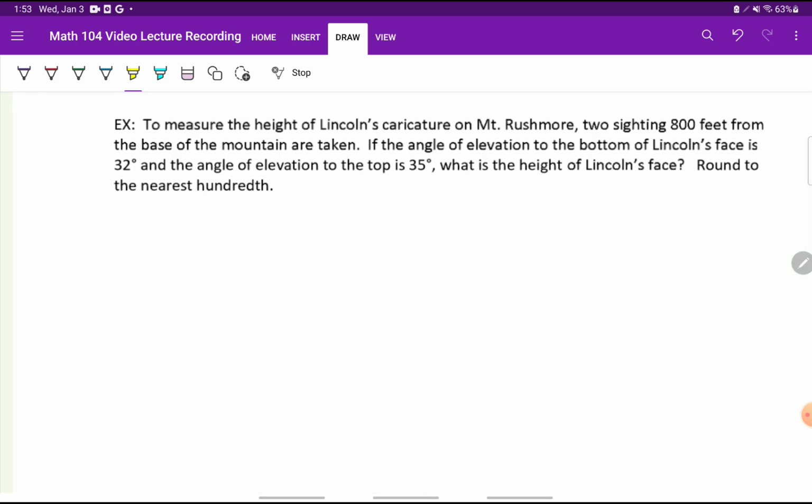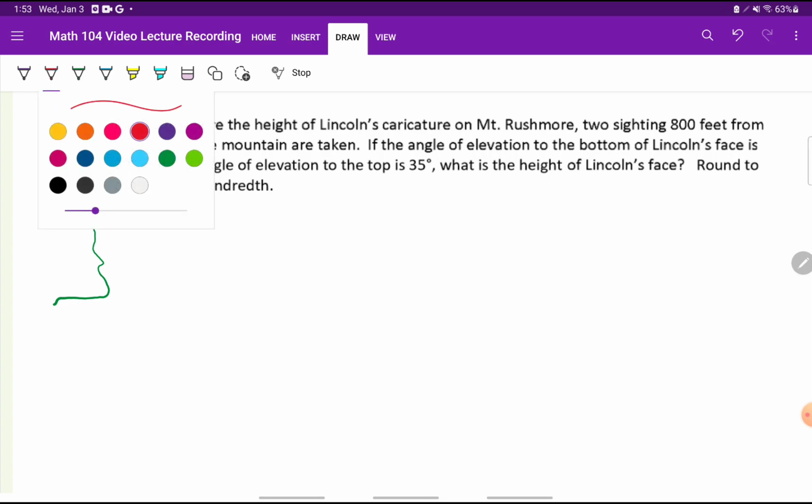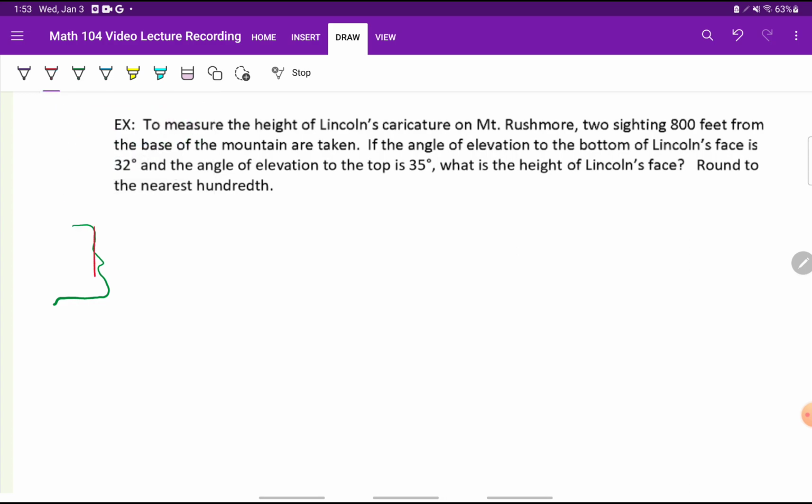Well, with any application, I'm always going to start with a diagram. So we've got Lincoln's face on the side of a mountain here, and we're trying to figure out how tall his face is. So two sightings are taken from the base of the mountain. I'm going to come straight down his face to get the base of the mountain, and our sightings are being taken 800 feet away.